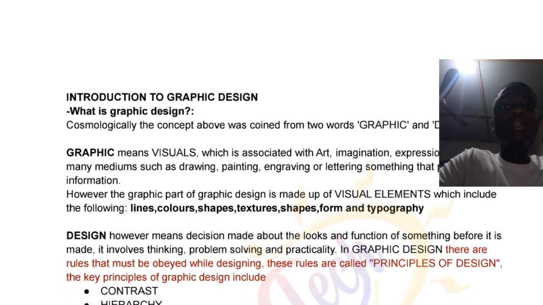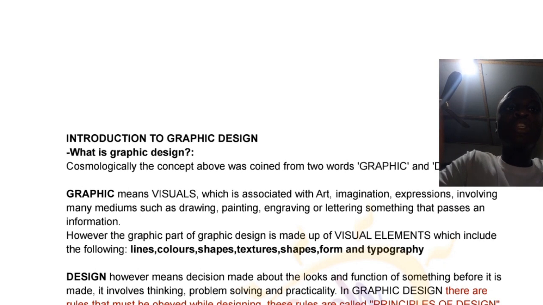But first and foremost, let me take you briefly through the etymological definition of graphic design. Etymologically, graphic design is derived from two words, graphic and design. So it means that the combination of the meaning of the word graphic and design gives us the equivalent word of graphic design. Now, the word graphic means visual, anything that is visible to sight, which is associated to arts, imagination, expression, involving many mediums such as drawing, painting, engraving, or lettering, something that passes an information.